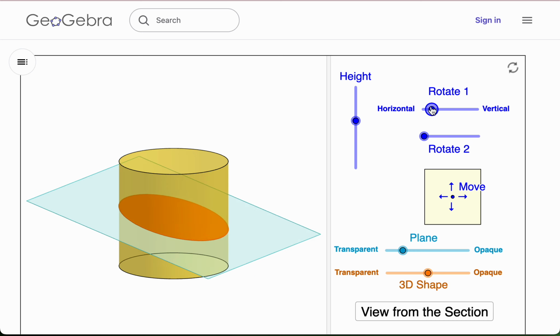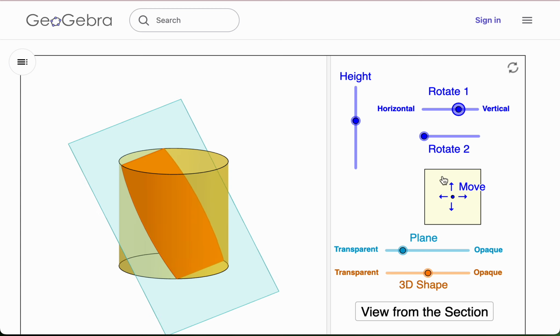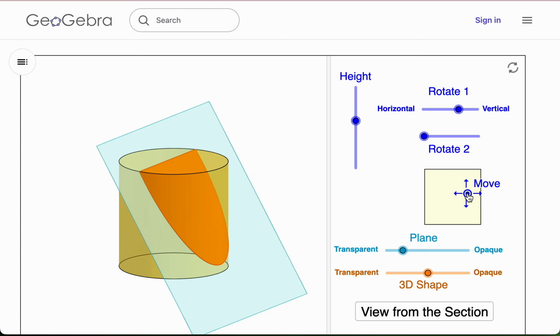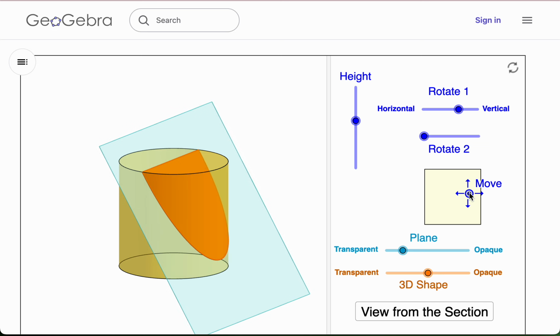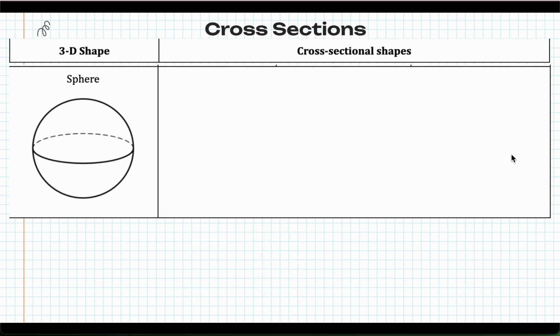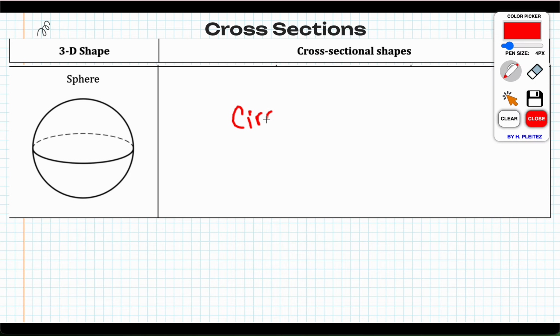And then let's see if we move this around a little bit. We can get another ellipse as well if we move this and cut it kind of on an edge. So we get an oval and we get an ellipse. Cool. So the last shape we're going to do is a sphere. Now a sphere is probably the easiest one to think about because there's only one possible shape that it can be. It can only be a circle.